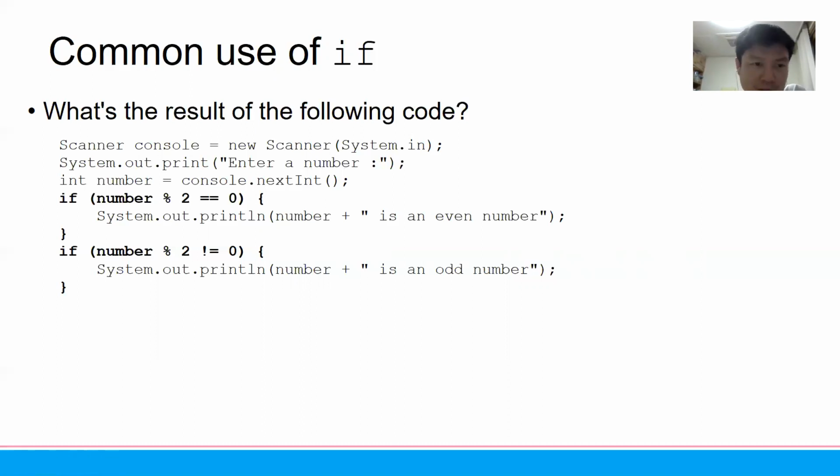That's correct. So we want to get the remainder value, and if the remainder is 0, then it is an even number. If the remainder is not equal to 0, then it is an odd number. Okay, then if I input 10, what is the result? Yes, it is an even number.